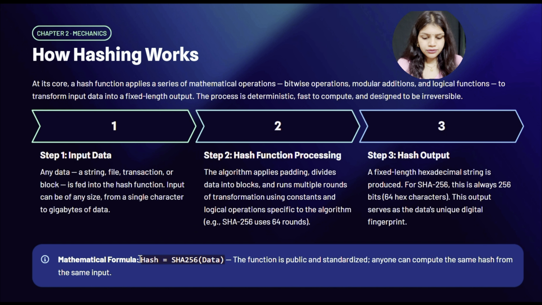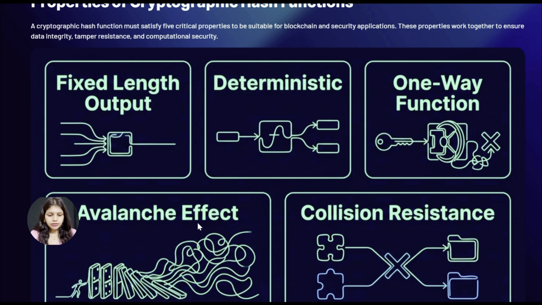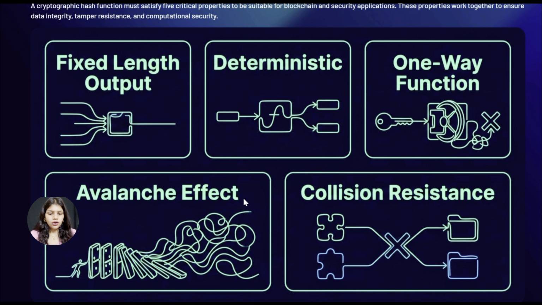Let's see the mathematical formula: hash equals SHA-256 of data. The function is public and standardized. Anyone can compute the same hash value for the same input. Then, the properties of cryptographic hash functions. These are the five properties of hashing.